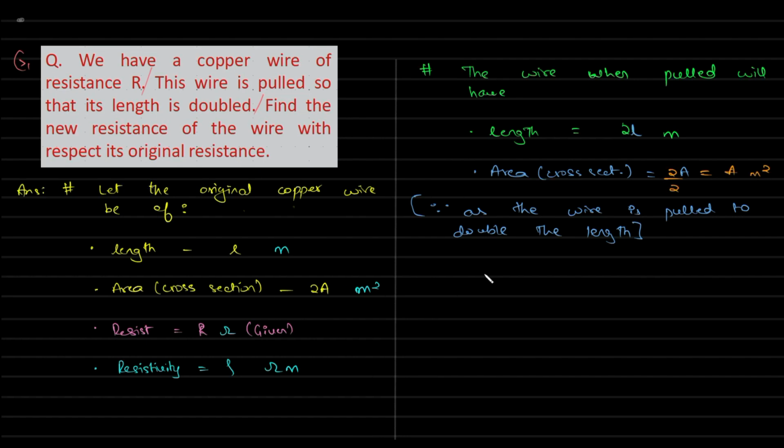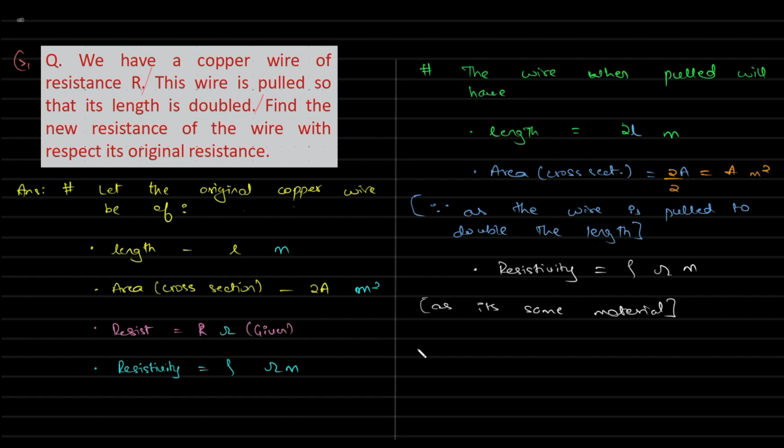And resistance we have to find. Resistivity, will it become rho by 2? No, it won't, because the resistivity is fixed. Doesn't matter what is physically happening to the material, it won't change. It's the same material, right? Okay, so we have all the information.